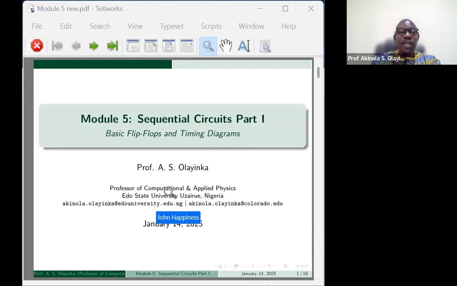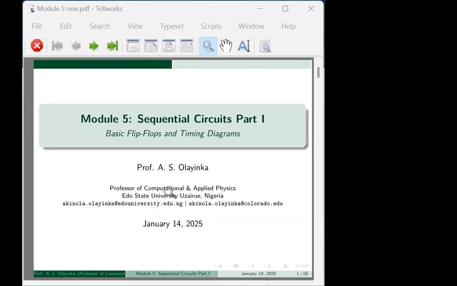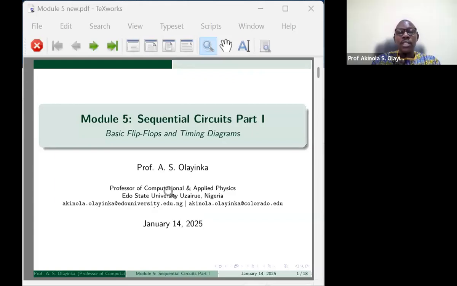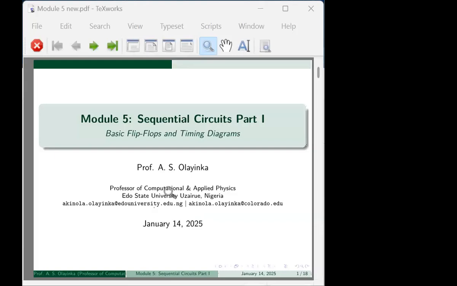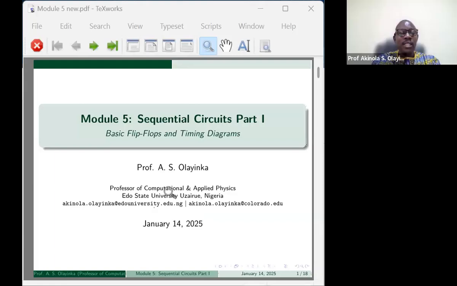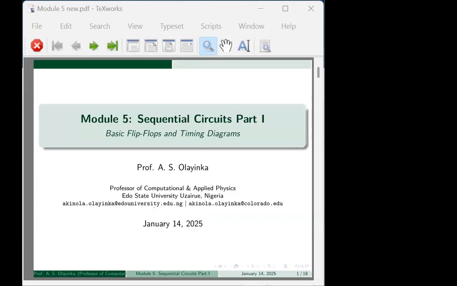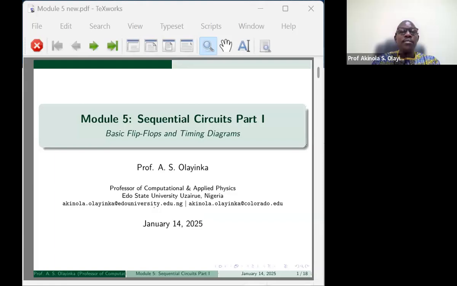So we're looking at module 5, which is sequential circuits. Within the next 1 hour, 1 hour plus, I will try and cover module 5 and module 6. And then after the class, I intend to give you a class work to be done and be submitted before the end of this period. So I will advise that you pay close attention to everything that we'll be doing in your own best interest. Okay?